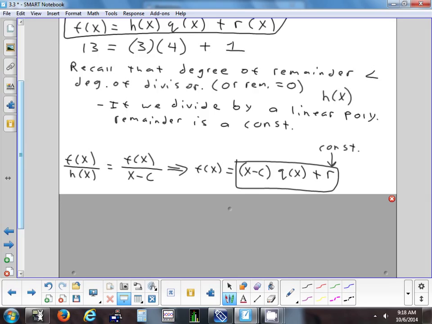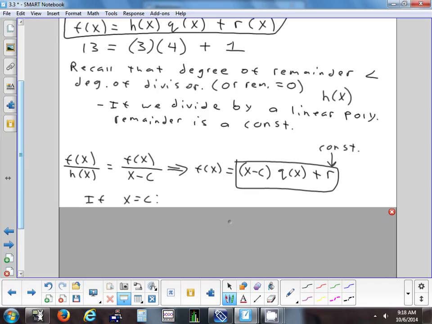Any questions on how we got this equation? f of x is your quotient times what you divided by, plus your remainder. Okay, basic, that's how you check your answer when you do division, to see if you got it right.